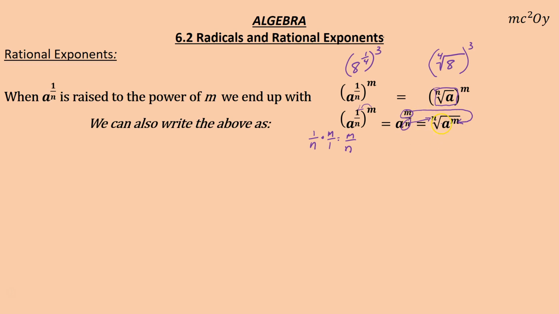Okay, and so a lot of times you'll see it in this format. So using our example up there, if we were using 8 to the 1/4 to the third power, we could actually write that as 8 to the, bring that 3 in, so it would be 3/4 power, which would equal, if we wanted to write it like that, the 4th root goes right here. The 4th root of 8 to the third.